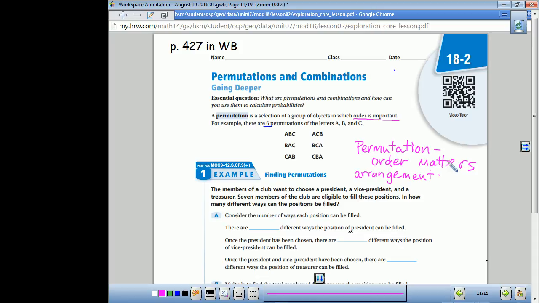What's something else where order matters? Anybody play softball? What does your coach do in softball before every game? What does he or she write and hand to the officials? Oh, the lineup. Does the order matter in the lineup? Yeah. I always got to bat last. That's because I was terrible. I still am. Okay? So in a lineup, order matters.